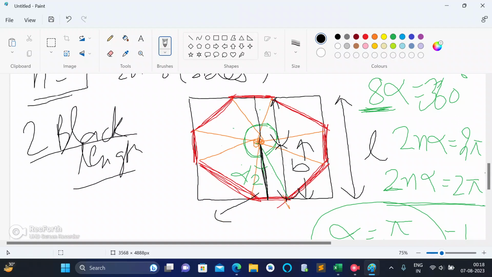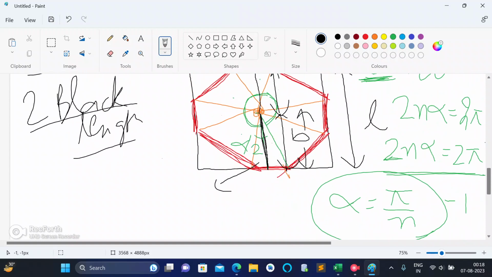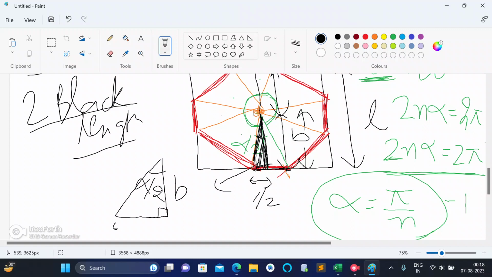Okay. So now I will consider this triangle. My triangle looks something like this. This is my b length. This angle is alpha by 2, and this angle would be 90 degrees. In the question we are given that each side has a length of 1. And we are taking this half triangle which contains the angle alpha by 2. So this length would be 1 by 2, half, that is 0.5.